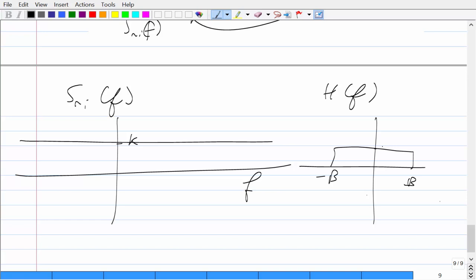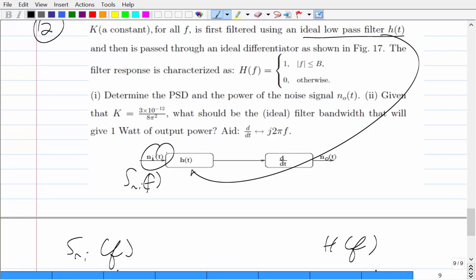So you have this additive white Gaussian noise process, you pass it through a low-pass filter, and then when you're done, you pass it through an ideal differentiator. So what this is doing here is that for every single point in time for this noisy signal, you find the derivative. And then whatever that output would be, that is the output noisy random process.